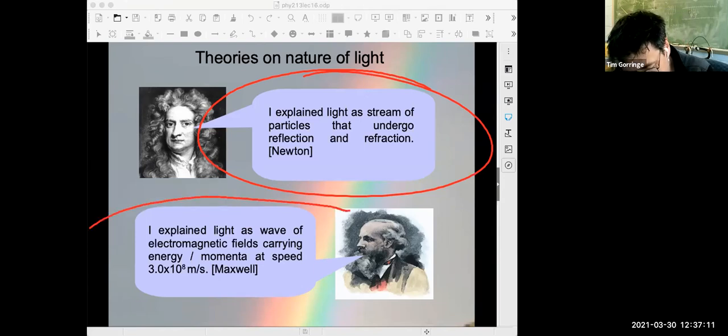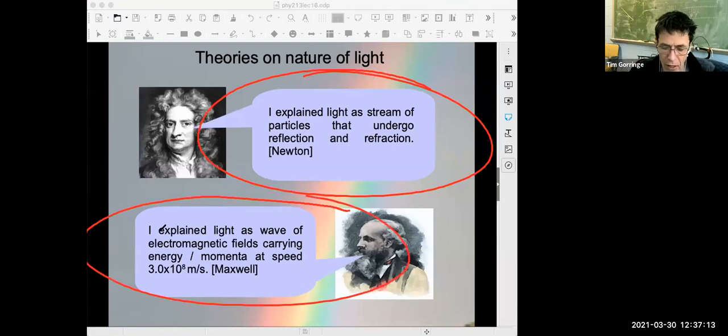As we met last class, James Clerk Maxwell explained light as actually a wave, a wave of electric and magnetic fields that are kind of self-sustaining, self-propagating, and carry energy and carry momentum and travel at a certain characteristic speed. And so these were two theories, two opposite theories that emerged over the last centuries about the nature, the characteristics, the properties of light. That light's particle-like and light is wave-like.